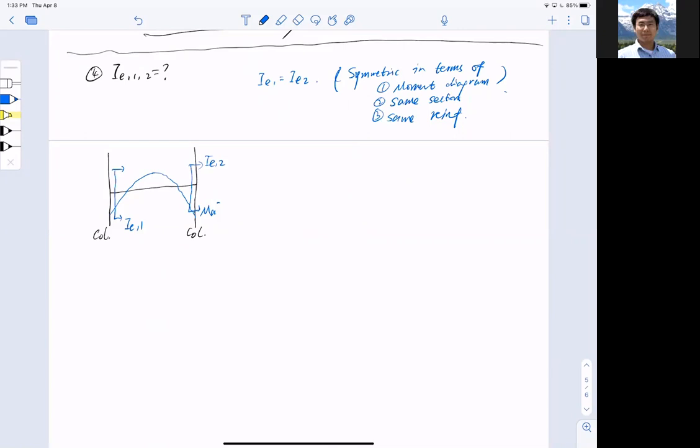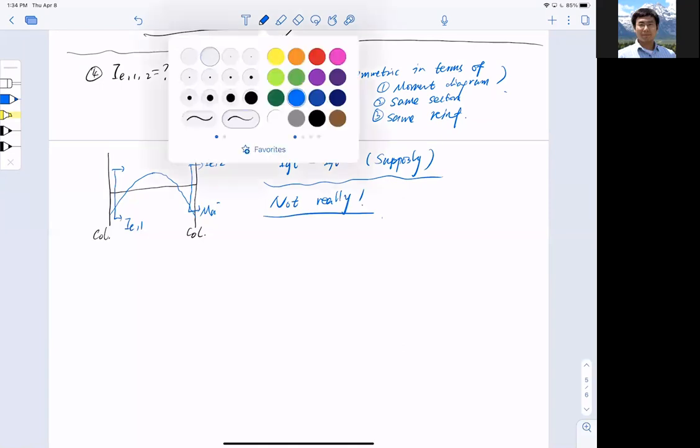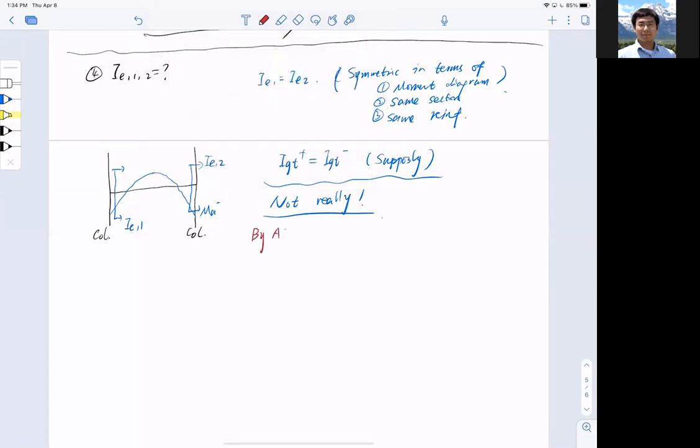Supposedly I can use IGT positive equal to IGT negative, and go from there to get IGT, isn't it? But I'm sorry, not really. This is the thing I'm trying to explain here. Why is that? This is a special provision by ACI. ACI handles this differently. Why does ACI handle this differently? Let's take a look.